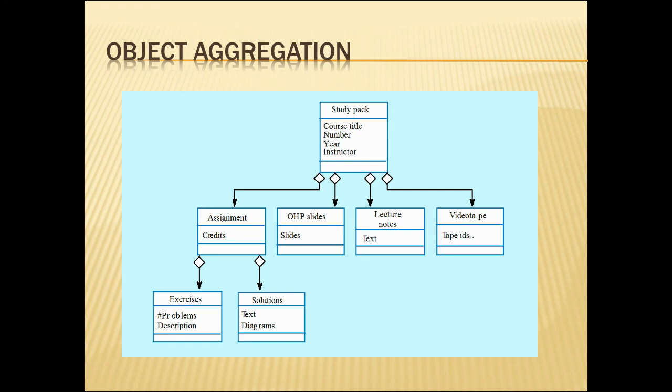In this example, a library item is modeled, which is a study pack for a university course. This study pack includes lecture notes, exercises, sample solutions, copies of transparencies used in lectures, and videotapes. The UML notation for aggregation is to represent the composition by including a diamond shape on the source of the link. Therefore, this picture can be read as a study pack is composed of one or more assignments, overhead projector slide packages, lecture notes, and videotapes.